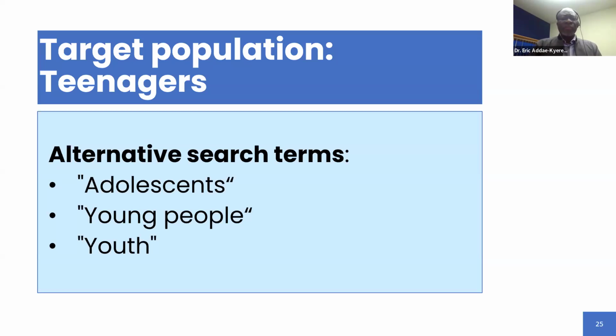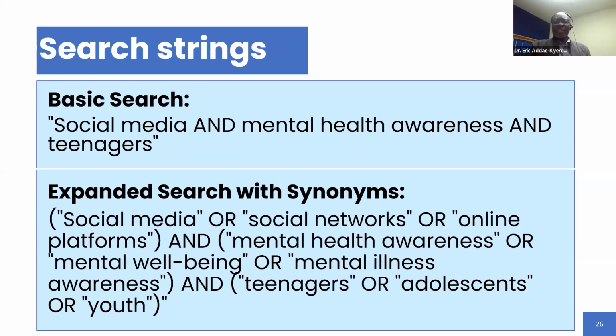Okay. So building your search string in this way, you're looking at social media and mental health awareness and teenagers. That's a basic search. But you can expand the search with synonyms, as we mentioned earlier. So this then becomes social media or social networks or online platforms, and mental health awareness or mental health well-being, etc. It's just building a new search string using some of the synonyms or alternative words or phrases we looked at earlier.